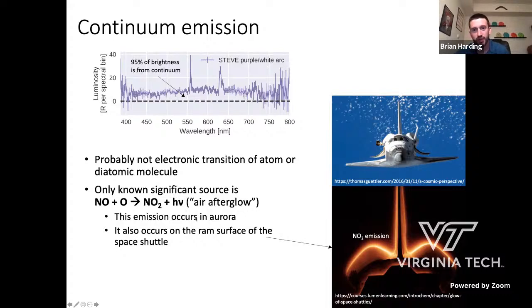The space shuttle is flying at 7.5 kilometers per second through an oxygen and nitrogen atmosphere. SEDs are going at several kilometers per second through the neutral atmosphere. That there could be a connection here. They think it's this NO2. I should also mention they don't know where all the NO comes from. So there's still an open question here about shuttle glow.